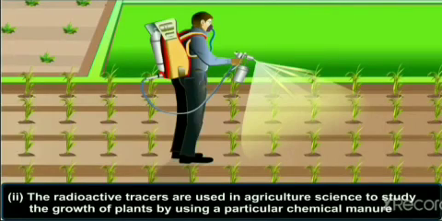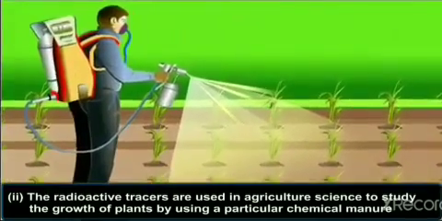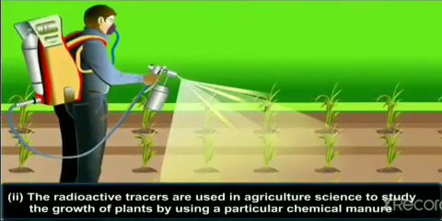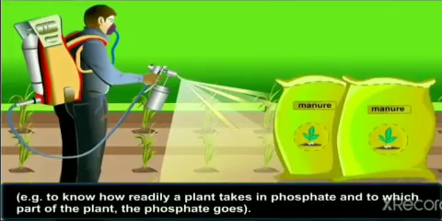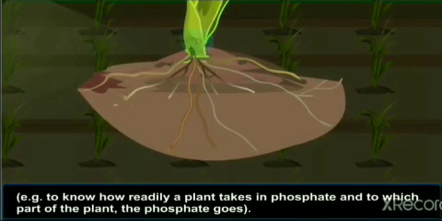Second, the radioactive tracers are used in agricultural science to study the growth of plants by using a particular chemical manure. For example, to know how readily a plant takes in phosphate and to which part of the plant the phosphate goes.